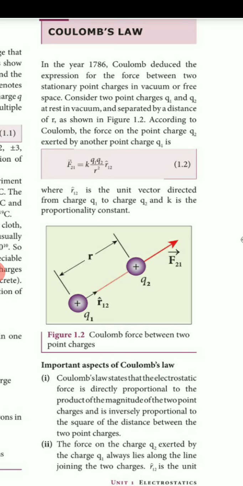The equation is F21 vector equals K into Q1 Q2 divided by r square into r12 cap, where r12 cap is the unit vector directed from charge Q1 to charge Q2, and K is the proportionality constant. This is only for introduction to Coulomb's law. The definition of Coulomb's law is given below.